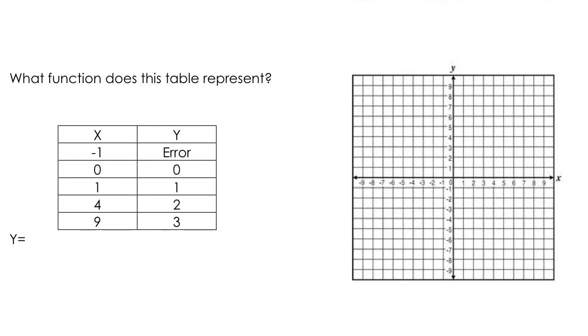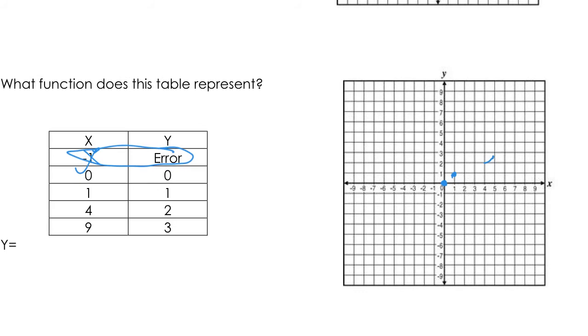This -1 error just says -1 is not in the domain. It doesn't work in this function. Okay, so let's graph the rest of them. 0, 0, 1, 1, 4, 2. Something happened there. 4, 2, and 9, 3. There we go. So what does this one look like?